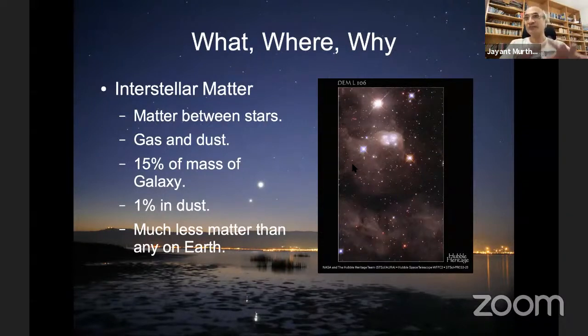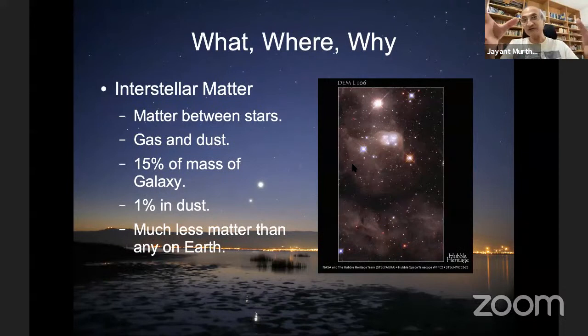When I say dust, I don't mean the dust in your living room. This is astronomical dust, which I'll get into later. The interstellar matter comprises about 15% of the mass of the galaxy. I'm sorry for the background noise, by the way, it's raining quite hard here. About 1% of the mass of the interstellar medium is in the form of dust. 99% is gas, about 1% is dust. And just to put this in perspective, the average density in interstellar space is something like one atom per cubic centimeter.